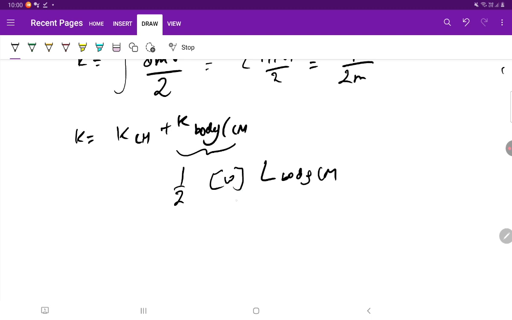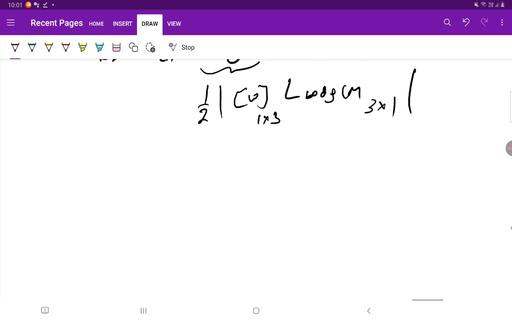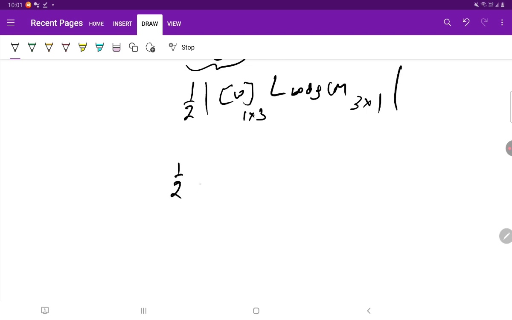This is a 1 cross 3 matrix. This is a 3 cross 1 matrix. It will eventually end up with a 1 cross 1 matrix, and we need to take the final determinant to make it a numerical value, and we'll get the kinetic energy of the body with respect to center of mass. Well, it will come out to be half p by 4am, 111 into what is L of the body.